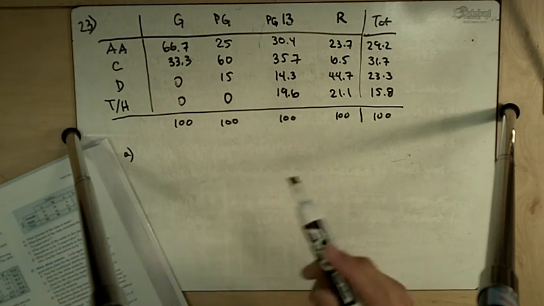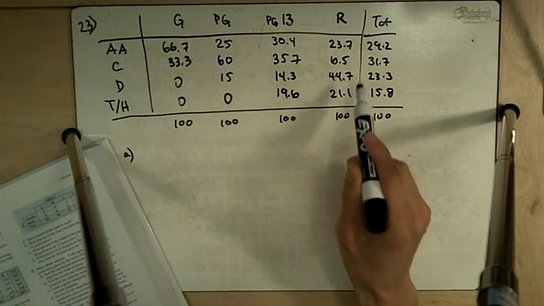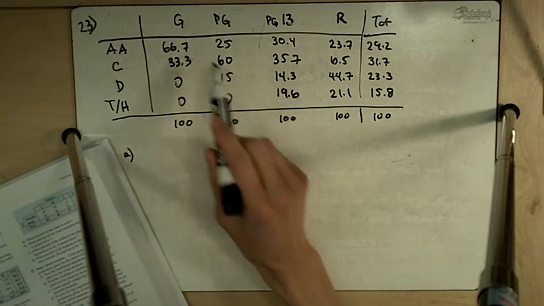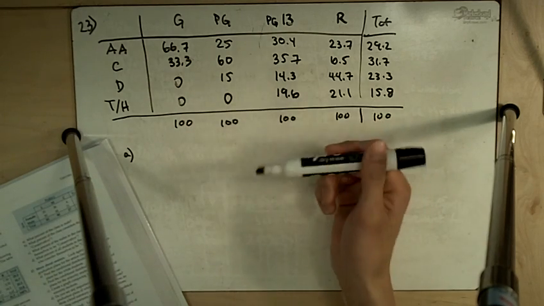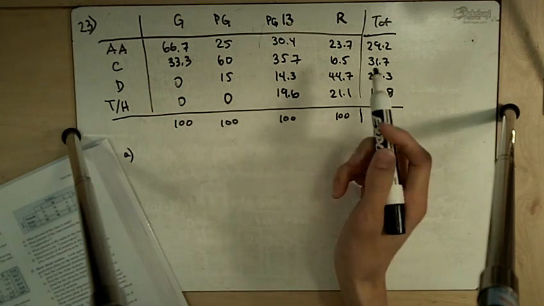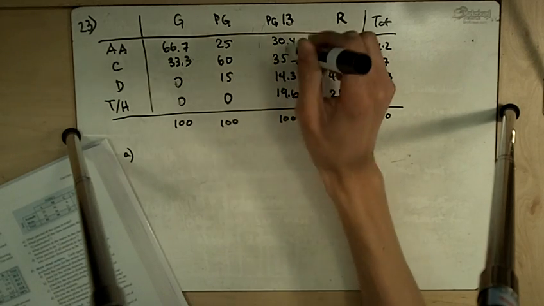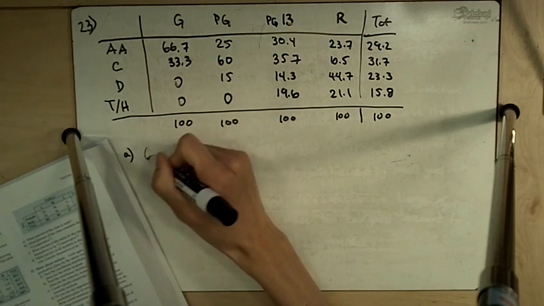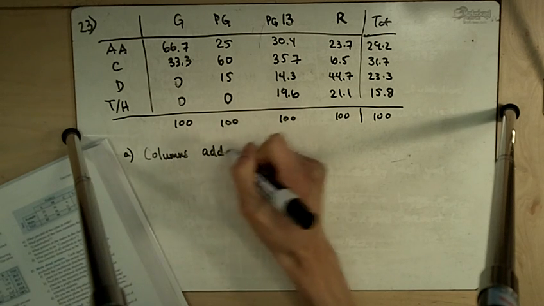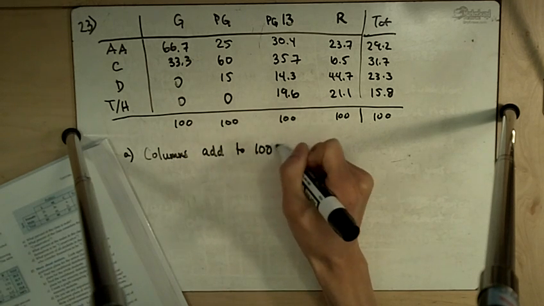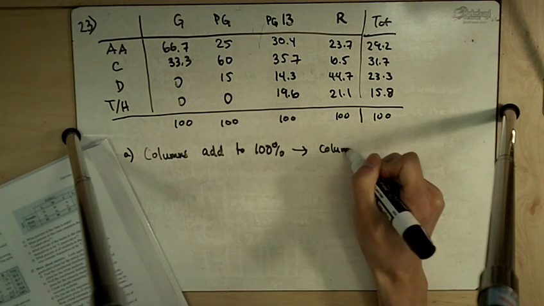If they were table percentages, the entire table, all 16 of these numbers, would add up to 100%. And we can see that if we were to add up all of these numbers here, that would add up to something much bigger. It would actually add up to 400%. So these are column percentages because the columns add up to 100. So that's our answer. Columns add to 100%, which means they're column percentages.